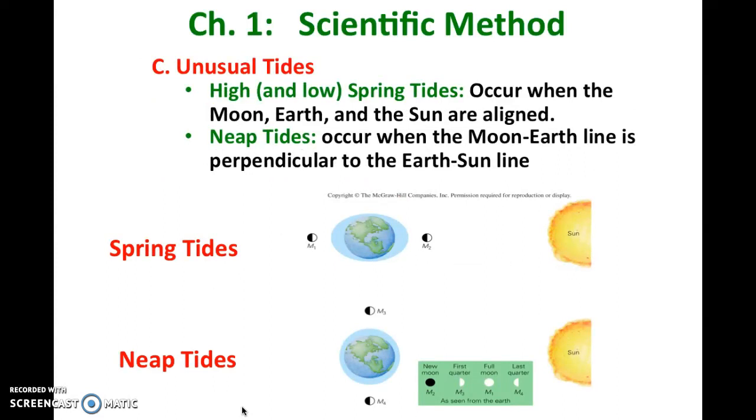There are 2 unusual tides. Tides that occur when the moon, the Earth, and the sun are aligned are called high or low spring tides. Tides that occur when the moon-Earth line is perpendicular to the Earth-Sun line are called neap tides.